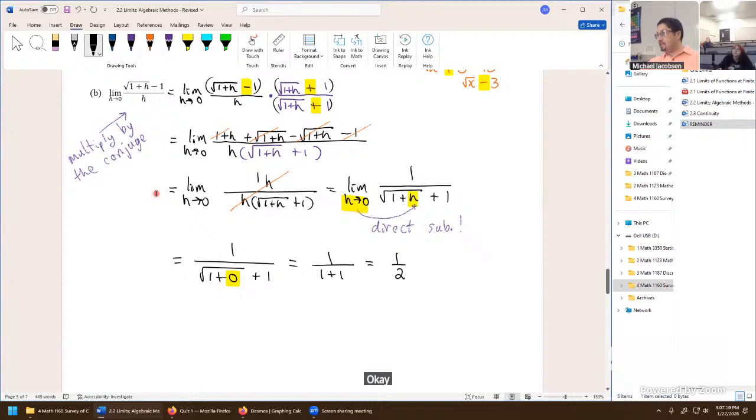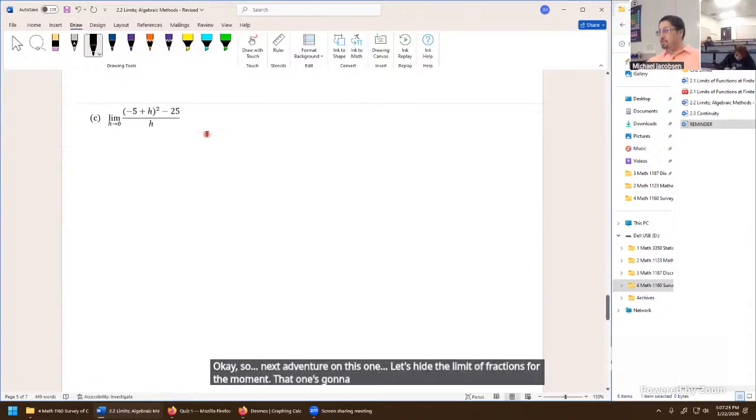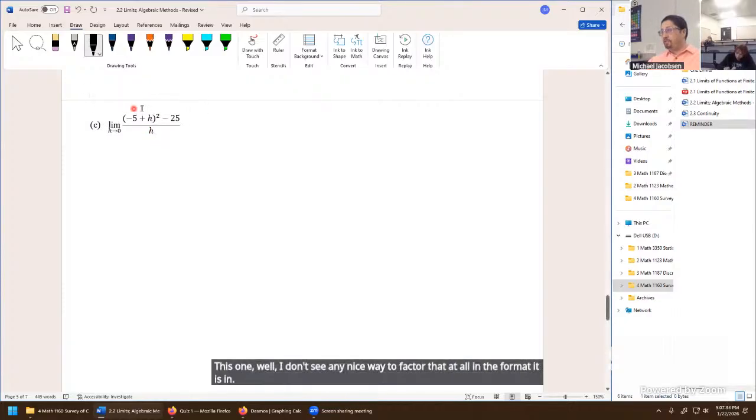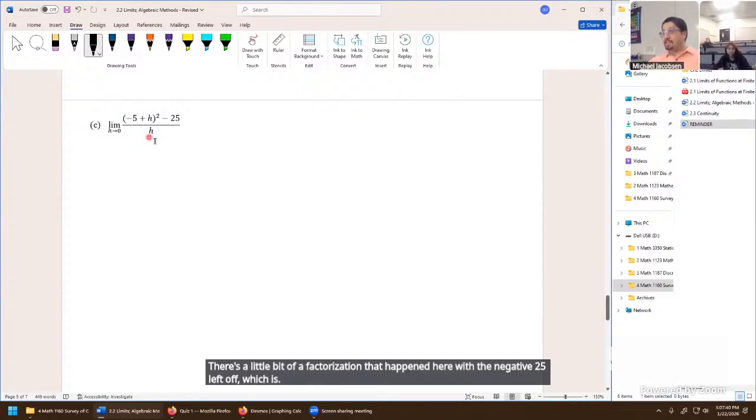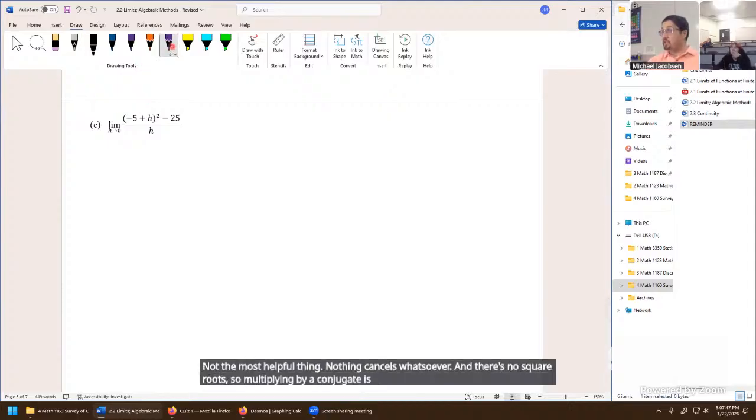Okay, so next adventure on this one, let's hide the one with the fractions for the moment. That one's going to be like the challenge one for the notes. This one, well, I don't see any nice way to factor that at all in the format it is in. There's a little bit of a factorization that happened here with the -25 left off, which is not the most helpful thing. Nothing cancels whatsoever. And there's no square roots, so multiplying by a conjugate is unlikely to help out this time. But actually, this is kind of a cool problem.